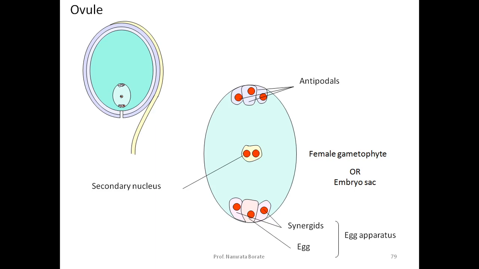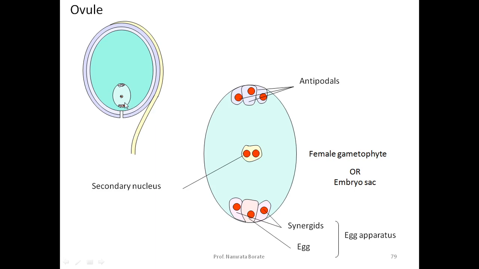The two haploid polar nuclei of the larger central cell fuse to form the diploid secondary nucleus, also called the definitive nucleus. This method of embryo sac development from a single megaspore is described as the monosporic form of development. In angiosperms, the development of the female gametophyte is endosporous, that is, within the megaspore.